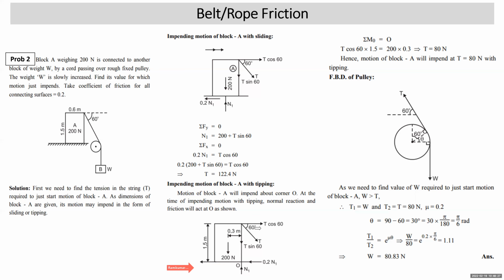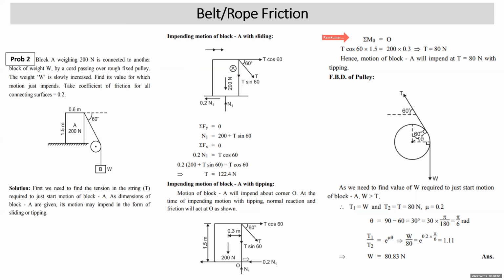So tipping will be possible only when moment equilibrium condition applies. It is related to moment, right? Tipping means turning, turning means rotation. That is possible with moment. So we straight away apply moment equilibrium condition. Sigma MO is equal to 0. When we apply sigma MO is equal to 0, normal reaction and friction will go off. Even T sin 60 will go off. T cos 60 will give moment.